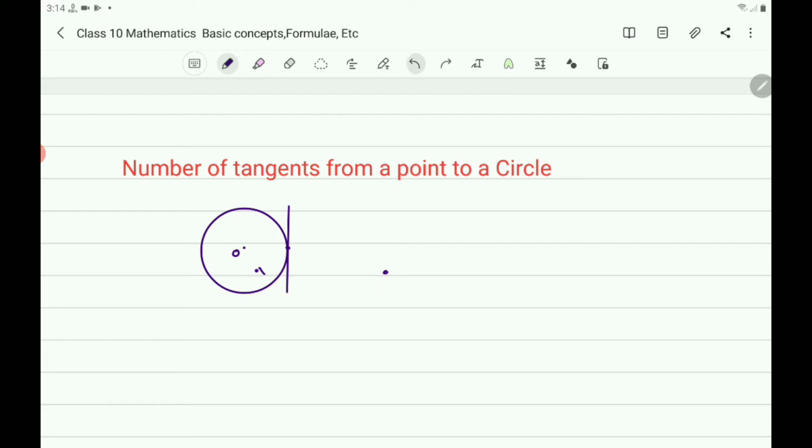Next, if there is a point outside the circle, consider this is a point outside the circle. How many tangents can be drawn? So you can draw tangents. So two tangents can be drawn.